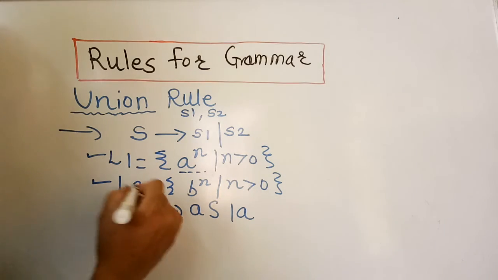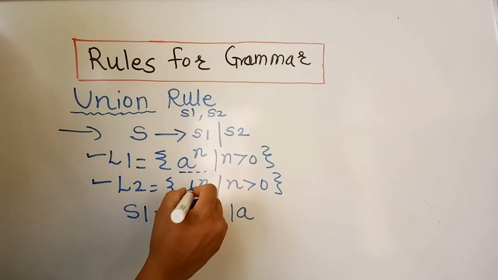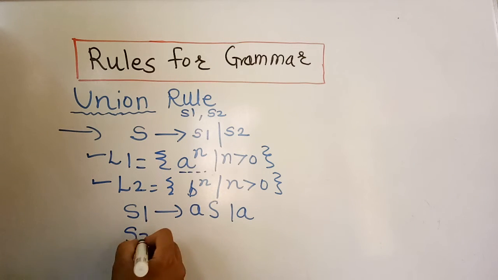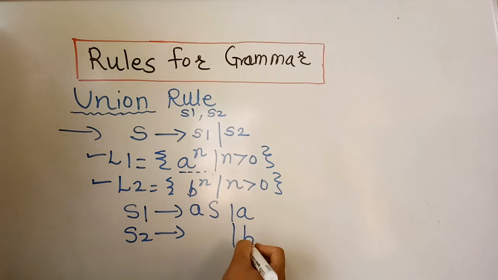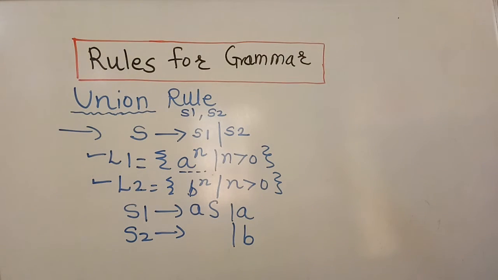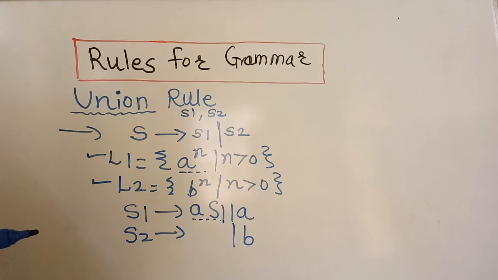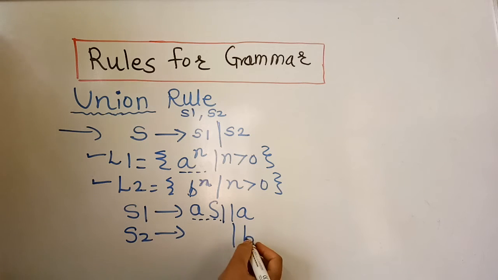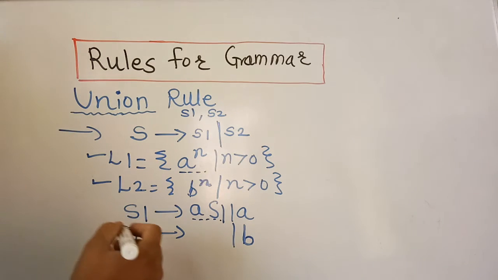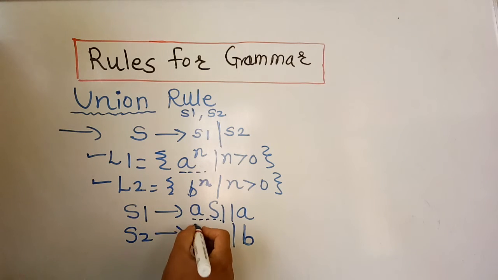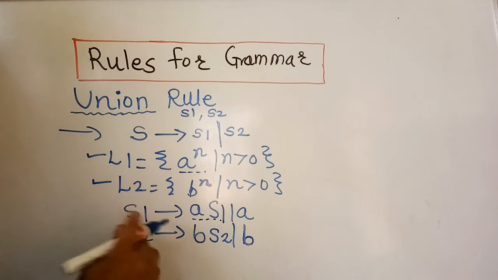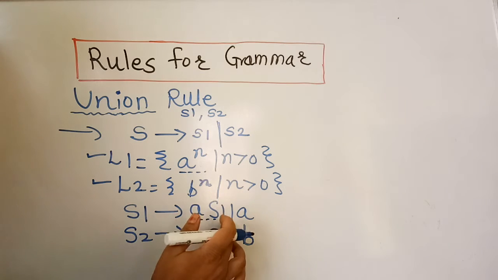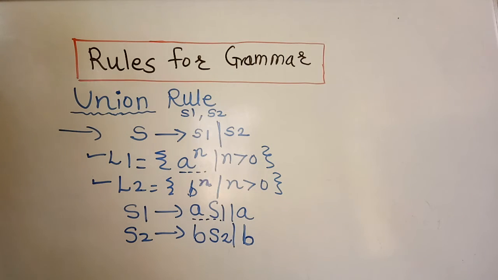Now, what is it for L2? That is b raised to n. Again, it is the same. So S2 gives a single b. Talking about the grammar of L2, it has the same rules. A single b occurring is produced by such a production. Then the recursive call for b is bS2, means the same start symbol appears on the right hand side. So this is the grammar.